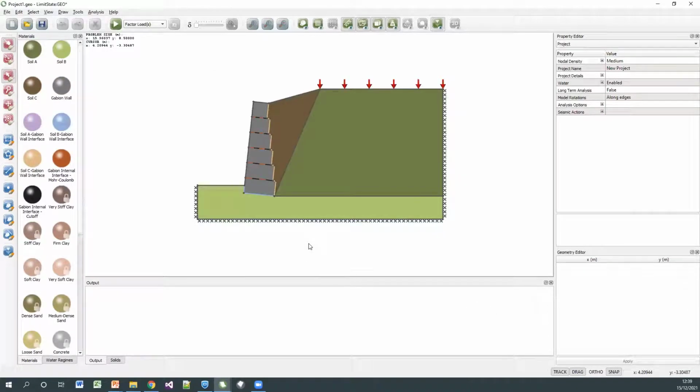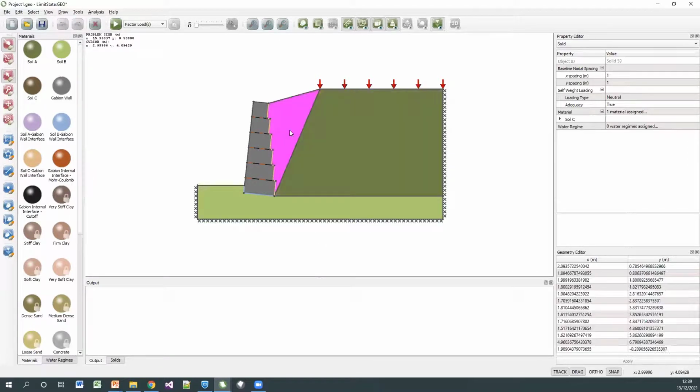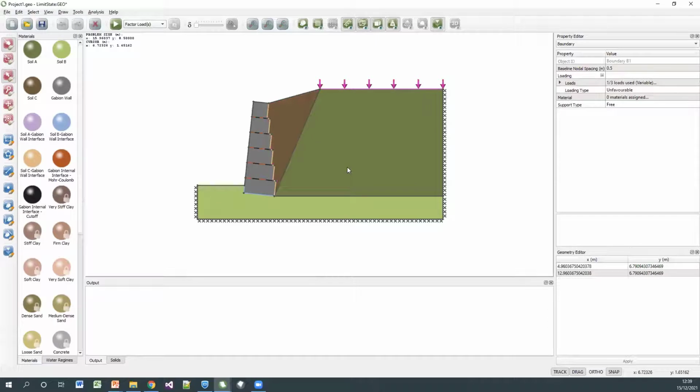So I've got a stack of 6 Gabions, the existing soil body, some backfill, and a surface surcharge. Now, just looking at the layout of the software, on the left, we have a number of buttons that control drawing or the geometry of the problem. We'll come back to those a little later.